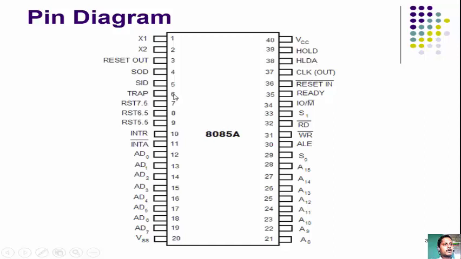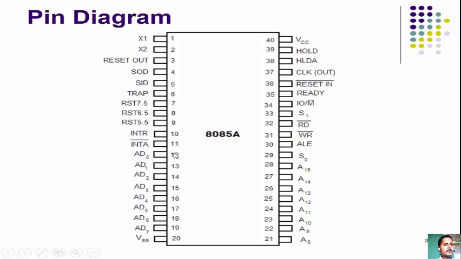From pin number 6 to pin number 11, these are the interrupt pins. So pin number 6 is the TRAP, topmost priority interrupt of 8085. Pin number 7 is the RST 7.5, that is restart 7.5. Pin number 8 RST 6.5, pin number 9 RST 5.5, and pin number 10 and 11 are general purpose interrupt, that is INTR with INTA bar.